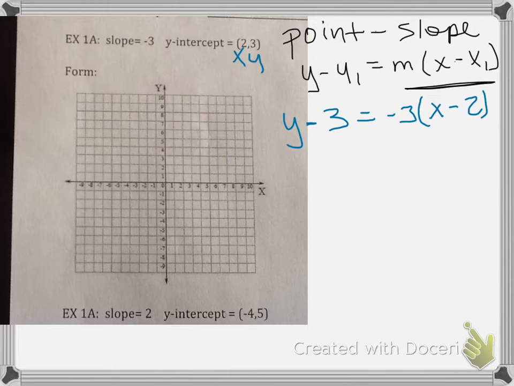Technically, we're not going to leave it like this most of the time. But right now, this is our point slope form. Later on, we're going to distribute and put it in slope intercept form and then put it in standard form. But right now, we're learning how to put an equation in point slope form. Now there is a way we can graph this.